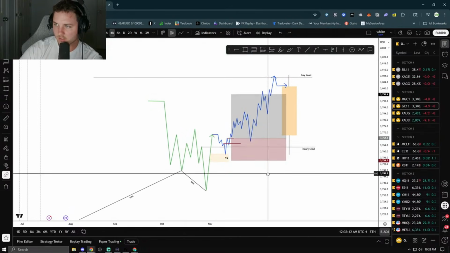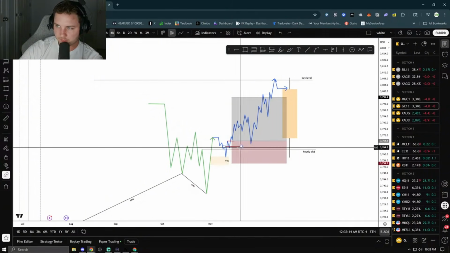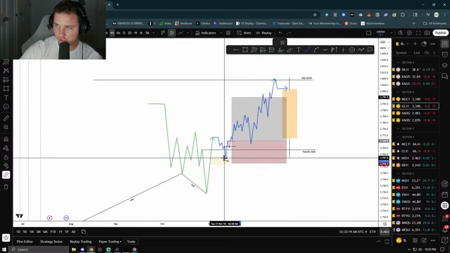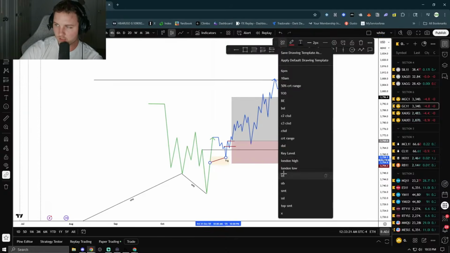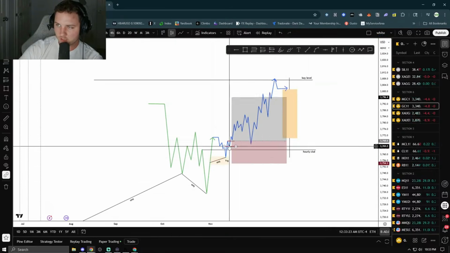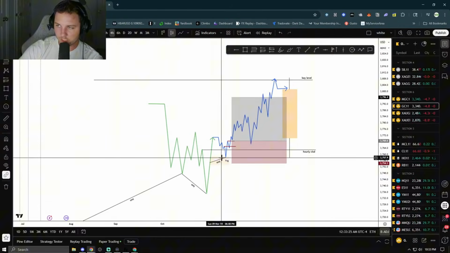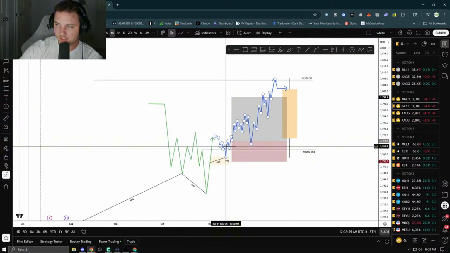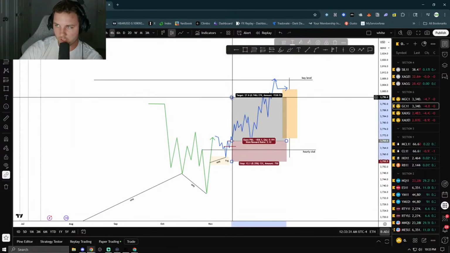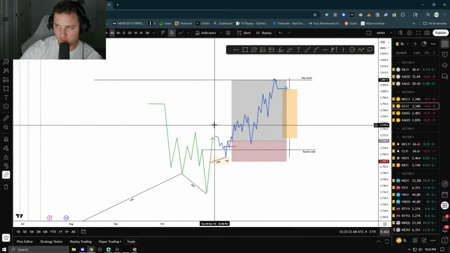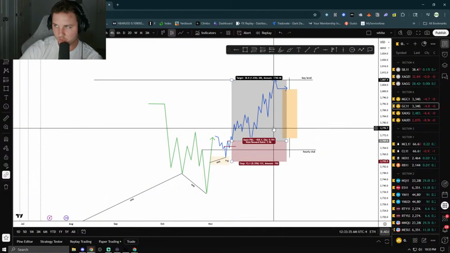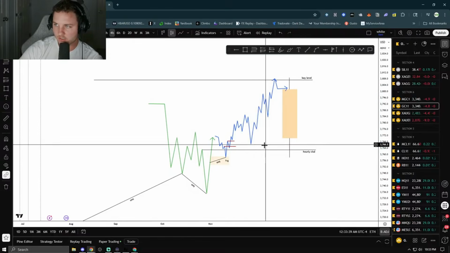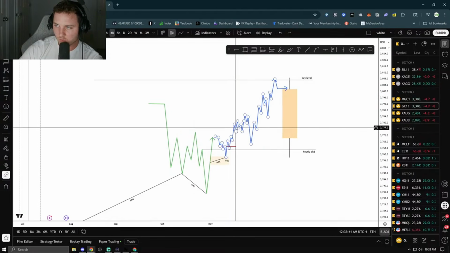CISD, propulsion block entry. Let's assume internal SMT, right? So confirm manipulation, CISD, propulsion block, bam. We can assume that this is going to be the low of the 4-hour candle. Target this. You hold it all day or till the open, whatever. And then it supports expansion because it's a small wick.